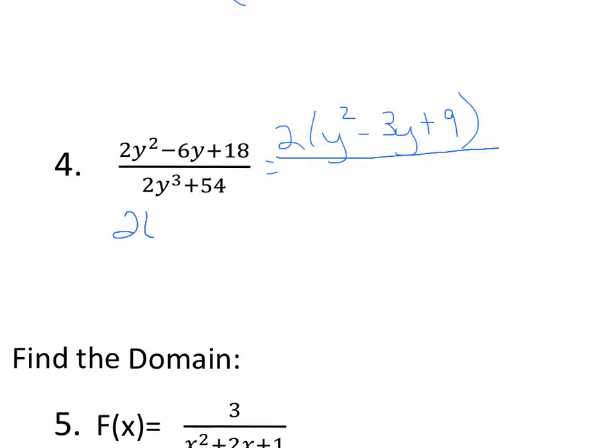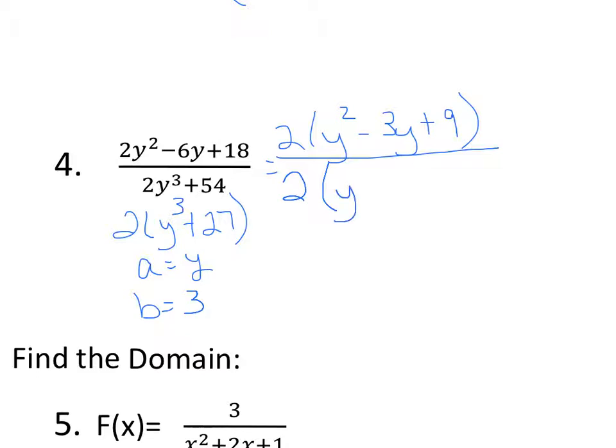So when you factor out the 2, you're left with y cubed plus 27, which is the difference of cubes, or the sum of cubes, I'm sorry. So for the sum of cubes, remember we have that formula where we assign a as the cubed root of the first term. So a is going to be y. B is the cubed root of the second term, so b is going to be 3. Here's our GCF here. So we have a plus b, y plus 3 times y squared minus 3y plus 9.